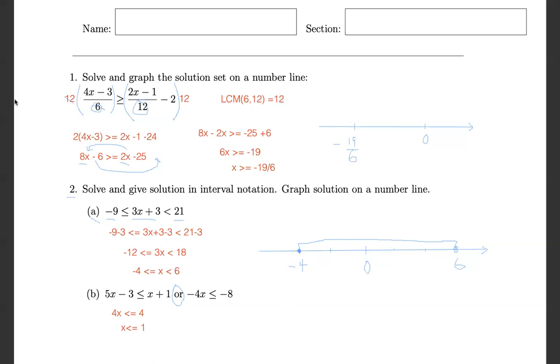For the second inequality, I want to divide by negative 4. When I divide by negative numbers, I switch the sign. Less than or equal to becomes greater than or equal to now. Negative 8 divided by negative 4 is 2. So I have these two solutions. Well, let's graph.